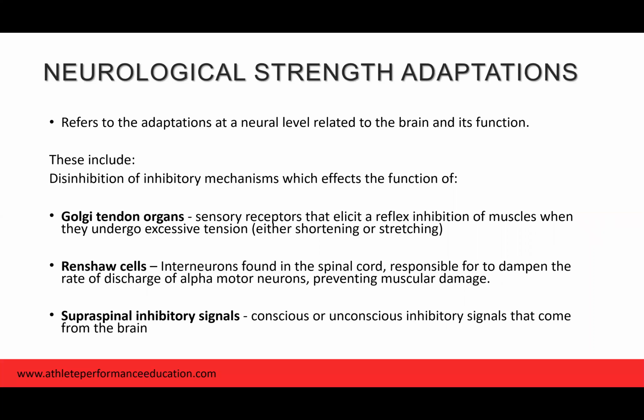Moving on to neurological strength adaptations. So with neurological adaptations, essentially it's anything that refers to the brain and its function. And what we're trying to do is improve the coordination and the recruitment so we can empower or improve the execution of strength-based training or resistance-based training. We're trying to make things more efficient in a sense.